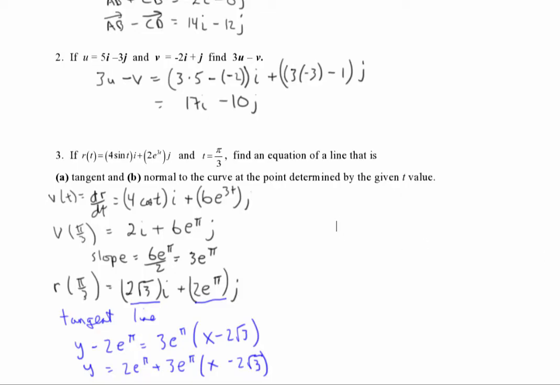Now we're going to do the normal line. All the work's been done, we just need to plug this stuff in. We have the same point, 2e to the pi, and now we do opposite and reciprocal, so negative 1 over 3e to the pi times the quantity of x minus 2 root 3. And so we're doing the exact same things. Let's continue on going to the backside.